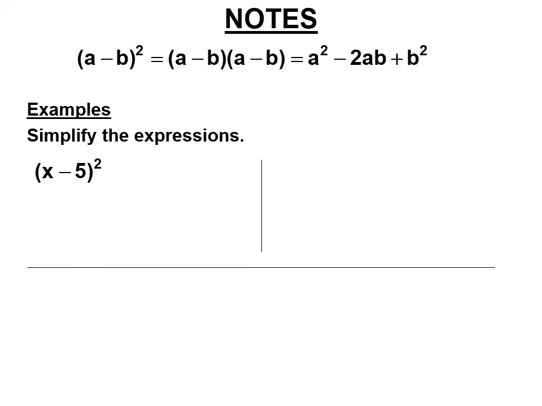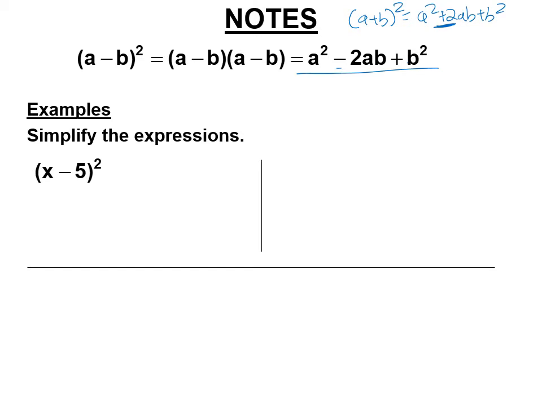All right, so we just did a plus b squared, right? And that was a squared plus 2ab plus b squared. So look at the difference, right? The only difference is right there. Even the end is still plus b squared.